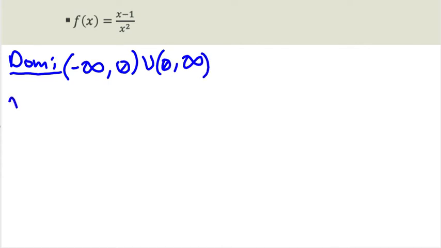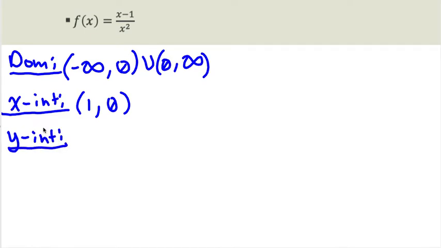Next, x-intercepts. The x-intercept is where the function is equal to 0, so that's basically just where the numerator is 0. Whatever makes the numerator 0, which is just a 1, and remember this needs to be a point, so the point (1, 0).